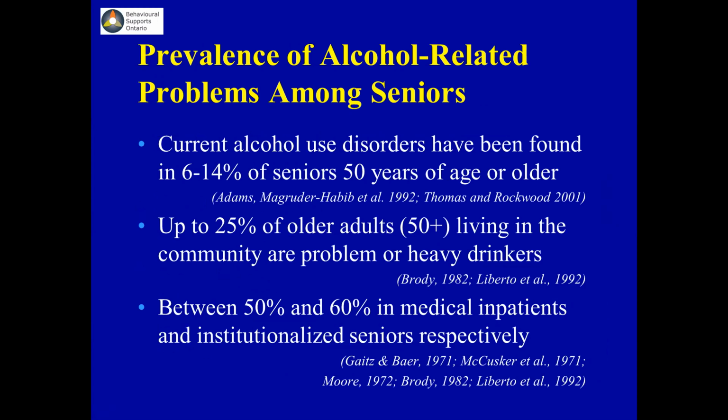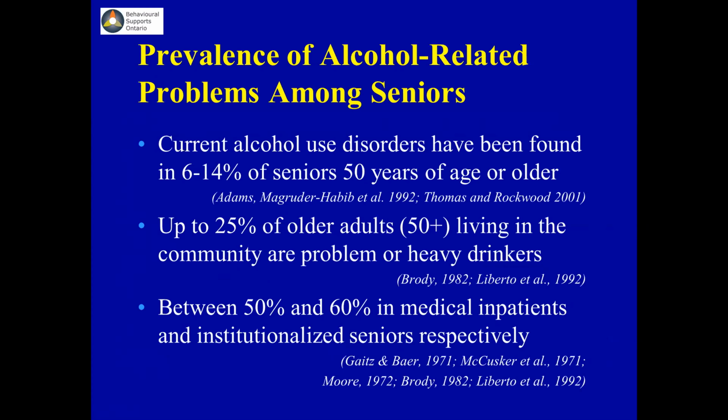When we look at the prevalence of alcohol-related problems, it varies depending on what definition you use for an alcohol-related problem. If you use strict psychiatric criteria, such as for an alcohol use disorder, we're looking at 6 to 14% of older adults 50 years of age or older. If we look at a more inclusive definition, such as problem or heavy drinking, so that those include individuals with alcohol use disorders, but also some that don't meet criteria, we're looking at upwards of 25% of older adults 50 and older living in the community.